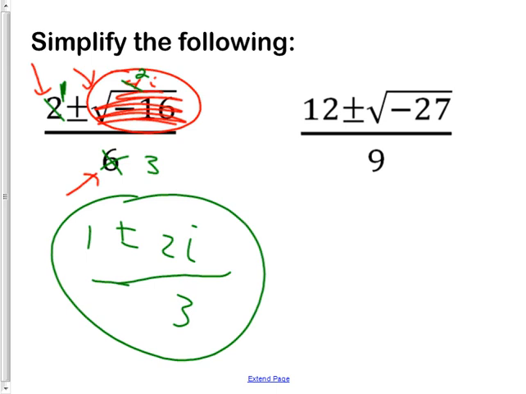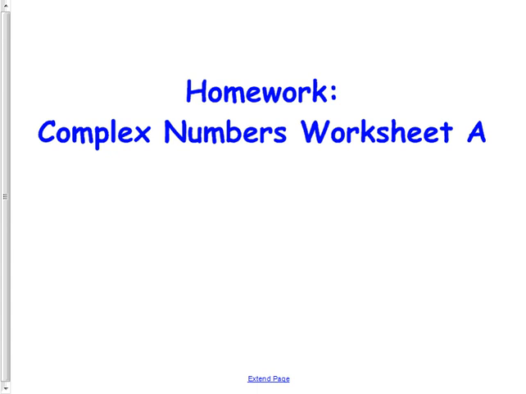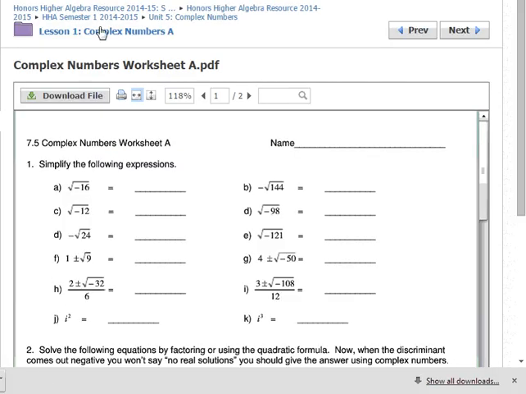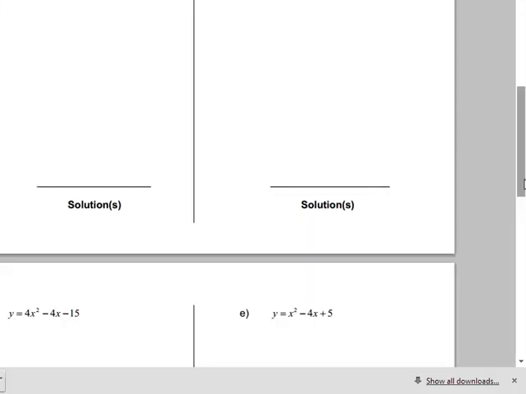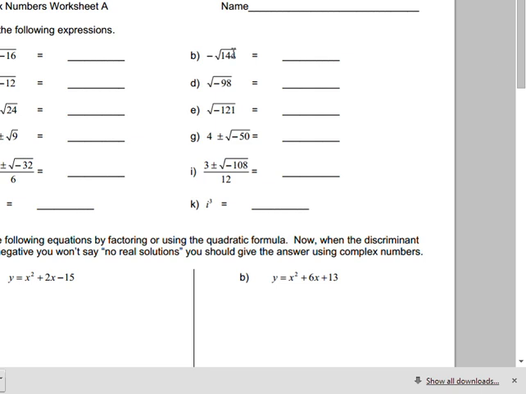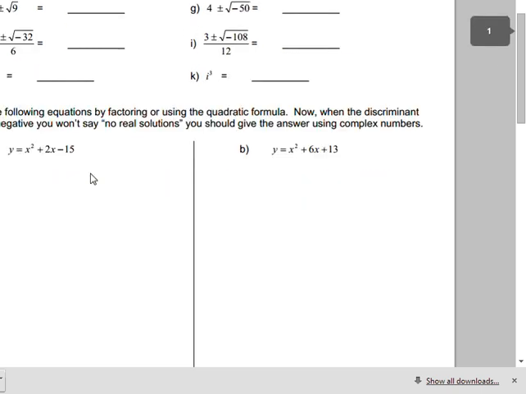All right, I think that's enough practice on that. You got homework, which is right there. Complex numbers, worksheet A. Let's see if I can pull it up quick here. All right, first part should be easy peasy. We just practiced a bunch like that. Let's move down to problem 2.